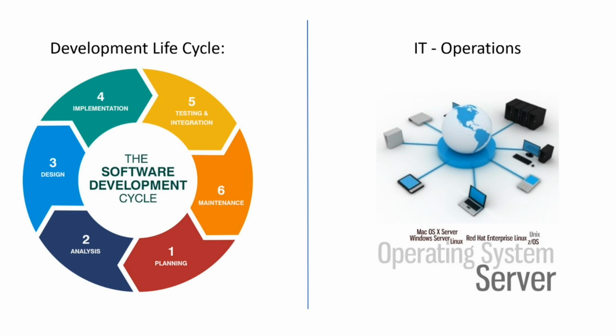If you see the development life cycle and IT operations side, this diagram represents what things fall under the development life cycle and IT operations. In the development life cycle, you can see planning, analysis, design, implementation, testing, and maintenance. This is a general SDLC pattern which is followed by almost all organizations.